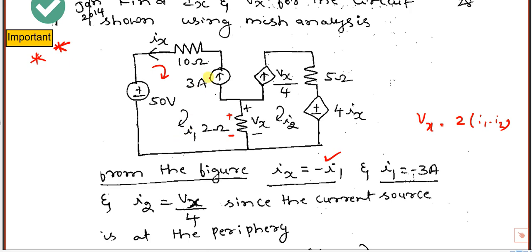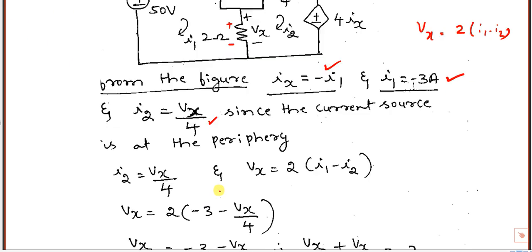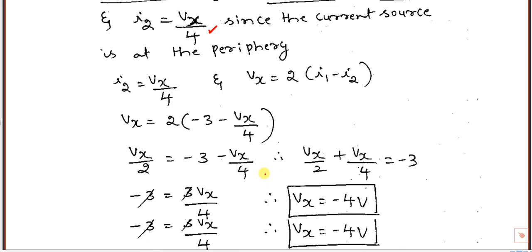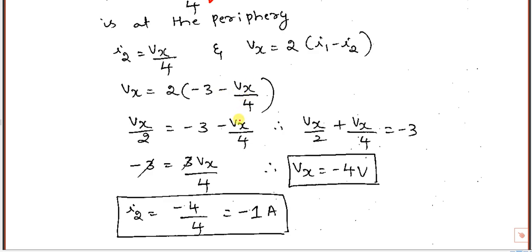But I can directly tell that I1 is the same as this 3. I1 is minus 3 because it is opposite. I1 is coming down, but the 3 amps is going upwards. I1 is minus 3, but I2 is mapping with the direction of this. I2 value is Vx by 4. Vx is 2 into (I1 minus I2). So substitute that I1 is minus 3 and I2 is Vx by 4, and you will get Vx value as minus 4 volts.